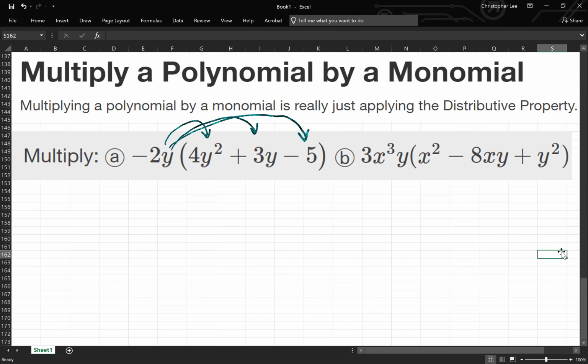Negative 2 times 4, what's that? I heard negative 8. Y times y squared is y cubed. Very good. Negative 2 times 3? Negative 6. Good. And y times y is y squared. This is going to be a hard one. What's negative 2y times negative 5? Positive 10y. That's the answer.